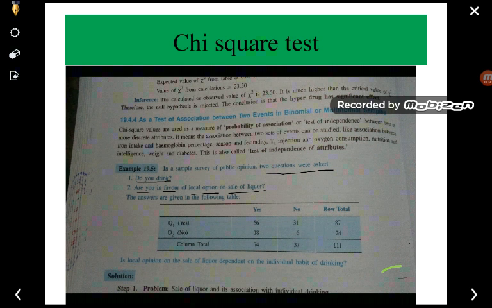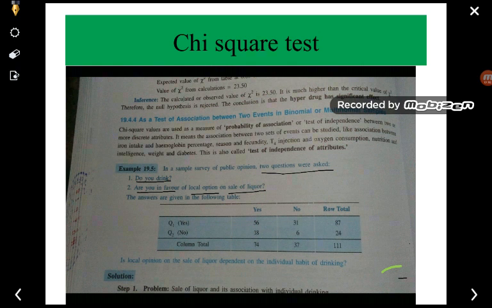Means those people who used to drink, should they be supplied with the local option or not. So this is the second question. So here we have to calculate the chi-square, and we have to find out the test of independence of the attributes. So whether these two questions are interdependent or independent, we have to find out. So here we are going to find out the test of association between the two events.